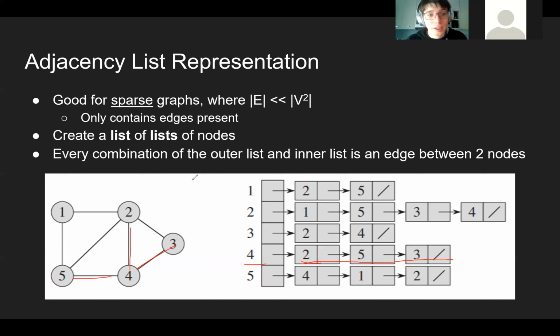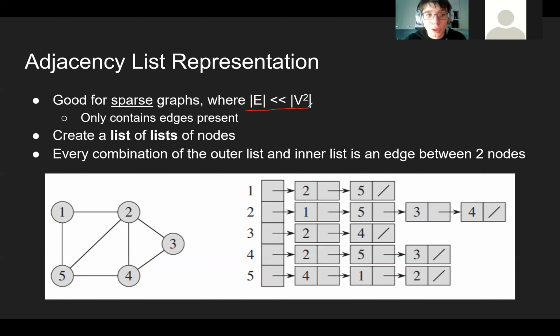And yeah, every combination of the outer list and nodes has an edge between 2 nodes. So like 1 and 2 are connected. And because it's undirected, we should expect it to be symmetric. So if 1 and 2 are connected, then 2 and 1 should also be connected, right? Because undirected graphs are kind of the same as bidirectional graphs, it should be both ways.